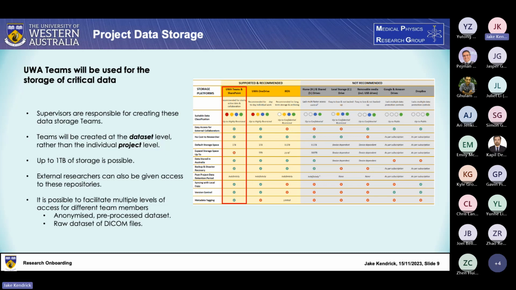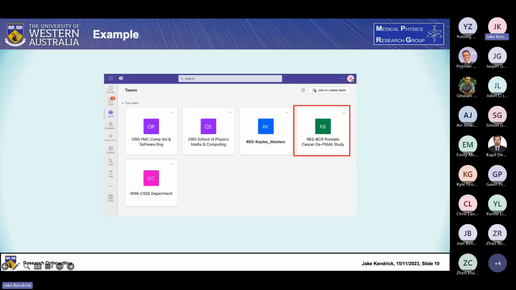Now, these particular Teams repositories allow up to 1 terabyte of storage per repository that's created. So there's plenty of storage space there. And we can also give access to external researchers as well. So people who aren't part of UWA, for example, can be given access to these. It is also possible to facilitate multiple levels of access for different team members. So for example, if a particular team member doesn't have ethics approval to access the full patient data set, we can give them access to just the anonymized pre-processed data set and have a separate raw data set of DICOM files on there as well.